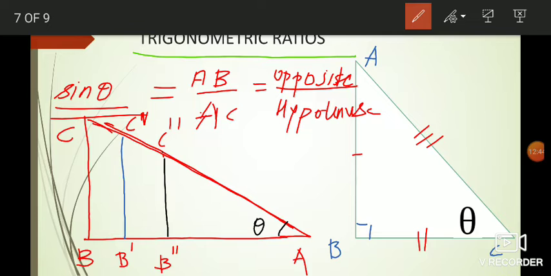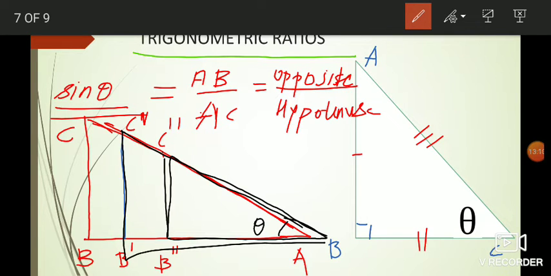This angle theta is included in all the three triangles: A C double dash B double dash, another triangle A C dash B dash, and triangle A C B. Like this, we have three triangles here.